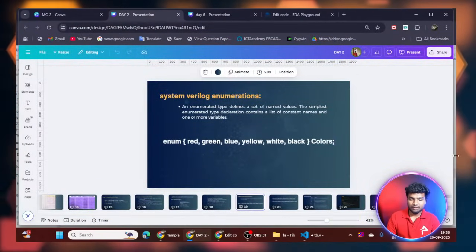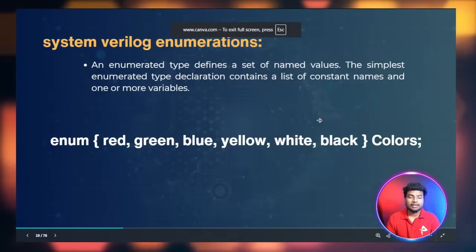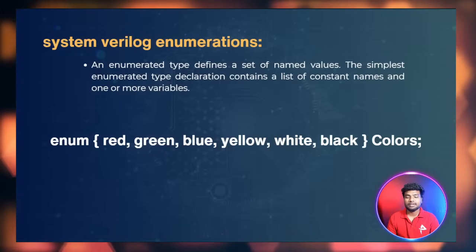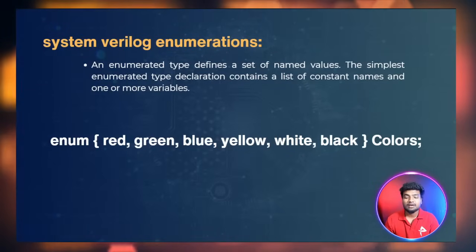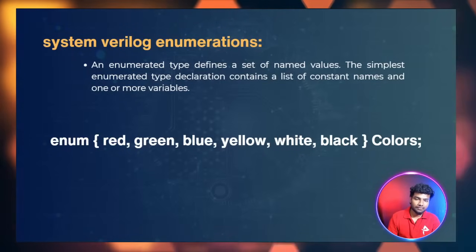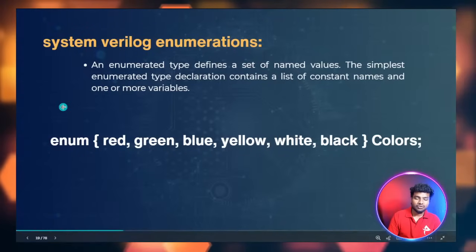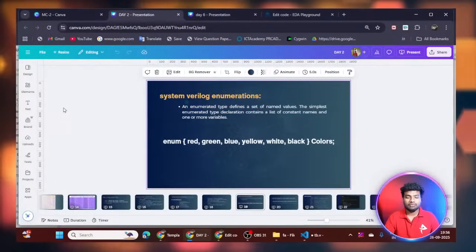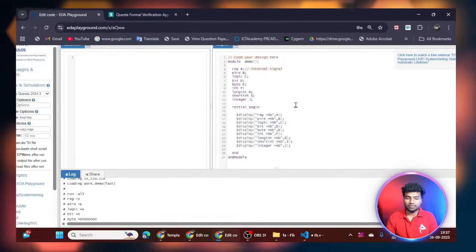Enum is one kind of advantage in SystemVerilog. An enum type defines a set of named values. The simplest enumerated type declaration contains a list of constant names and one or more variables. I think enum is a big topic. Enum works like a parameter. We know the parameter here, so I will show the usage of the parameter.